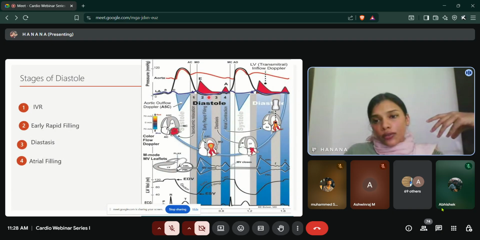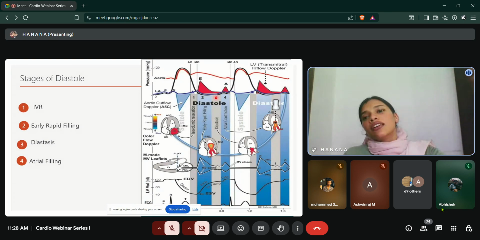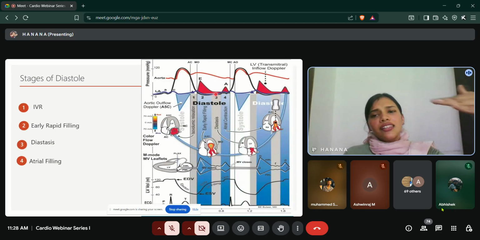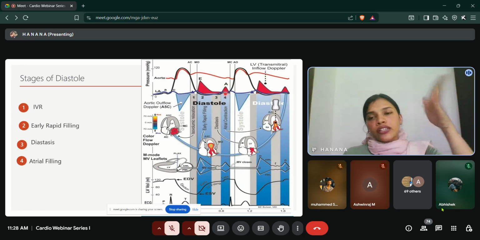And now the pressures between the left atrium and left ventricle are almost equal, they are competing with each other. There is still a little advantage on the left atrial side, so the blood is still going from the atria to the ventricle, but it is a plateau stage. That's why it's called diastasis, or the slow filling phase.